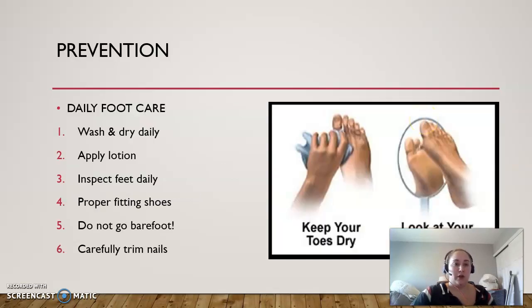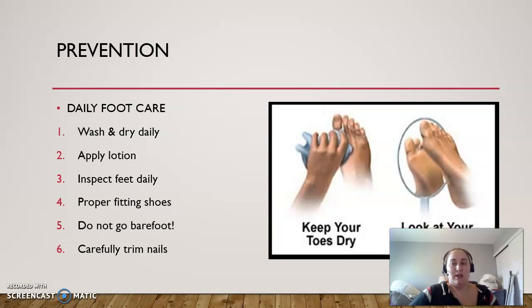So how are we also going to prevent the diabetic foot ulcers? We're going to do daily foot care. So we're going to wash and dry our feet daily. We're going to use warm, not hot water and soap. And we're going to rinse our feet very well. And then we're going to dry them thoroughly, especially in between the toes, because that's an area where moisture can get trapped. After we're done drying them, we're going to apply lotion.